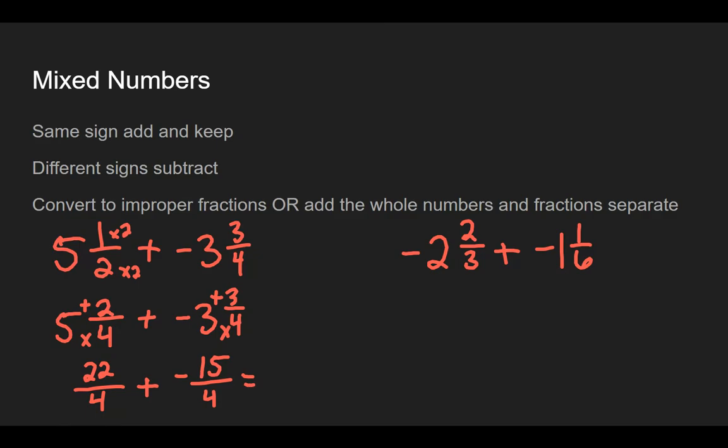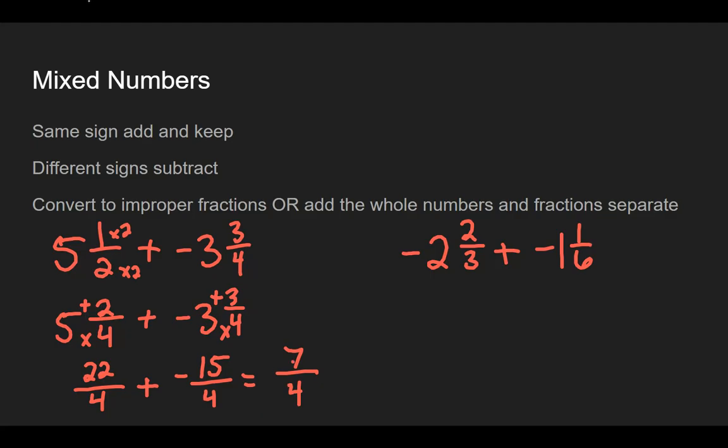From here, we're just going to add like we did on the last slide. Our denominator stays the same, and we are going to add our numerators like we did integers. So we have 22 plus a negative 15, different signs, so we are going to subtract them. 22 minus 15 is 7. And of course, we're going to determine our sign by what we have more of. There are 22 positives and 15 negatives, so our answer is going to stay positive.